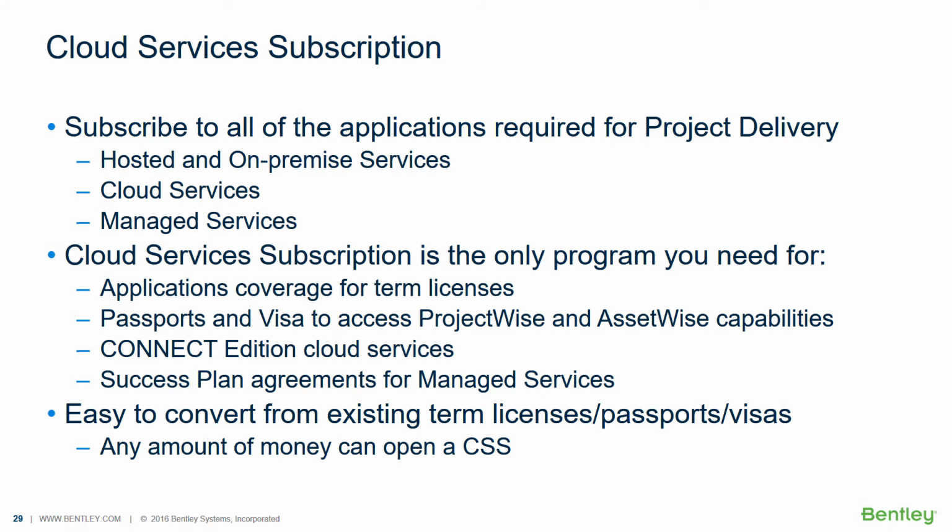Now, here's the best part about it. It's easy to convert from your existing term license passports and visas, because all you have to do is add any amount of money to open a cloud services subscription. The cloud services subscription can be added for $100, $1,000, $10,000, whatever you want to do. What we're trying to encourage you here is just to get in there and try it out. Even if it just means $100, just go ahead and open up a cloud services subscription. You can then start to expand on that, and whatever money you're spending on passports, visas, and term licenses today, you can just dump that into your CSS, and you can manage it a lot easier.